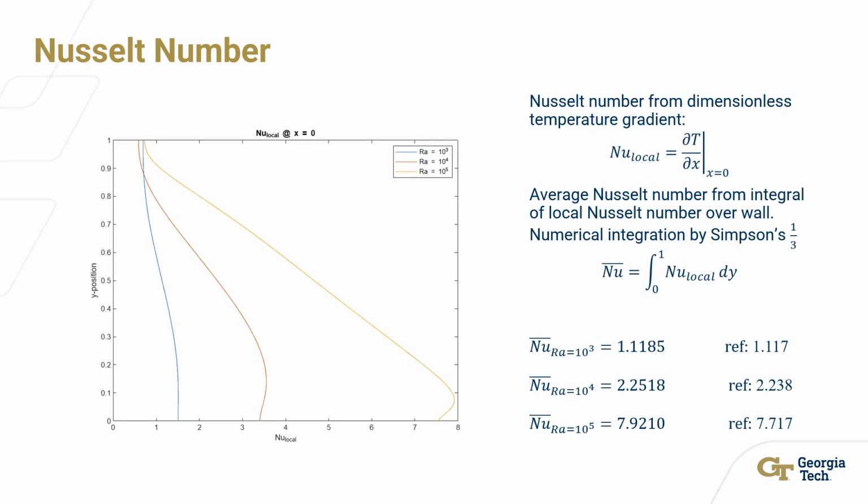Finally, since we're dealing with heat transfer, of course we're interested in the Nusselt number in the cavity. We can find the local Nusselt number by taking the gradient of temperature at the left wall, and then averaging this local Nusselt number across the entire domain, we can find the average Nusselt number. And they match pretty well with the reference values, except at the highest Rayleigh number, probably due to the grid being a little bit too coarse.